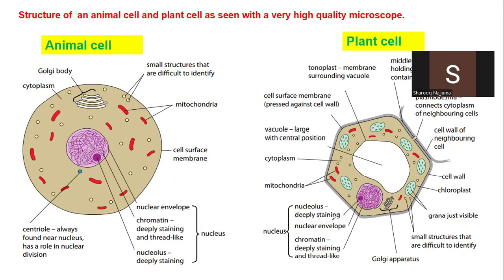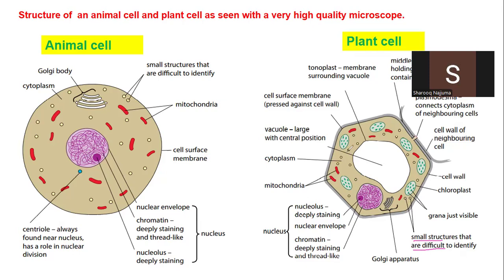It's the same case for a plant cell. These are the features you'll be able to see in a plant cell if you're using a high quality microscope. But still there are going to be some features here. You can see they are labeling these small structures that are difficult to identify, which simply means that even if the microscope is very good, as long as it's a light microscope, there is a limit on how much detail you're going to be able to see.